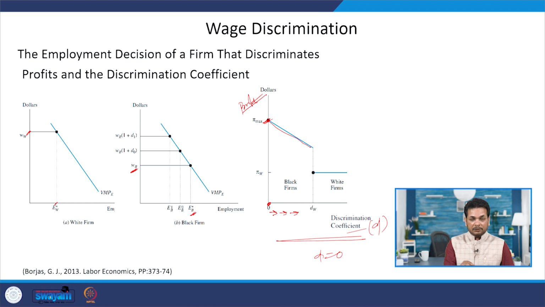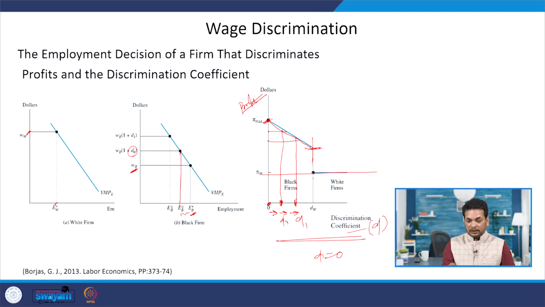Now, as the discrimination coefficient increases to, let us say, D0, the farm is hiring fewer workers at a certain cost, at a certain price. So, the profit is going to decline. At D1, the profit is going to decline further. So, after a certain threshold point, the farm becomes completely a white farm.